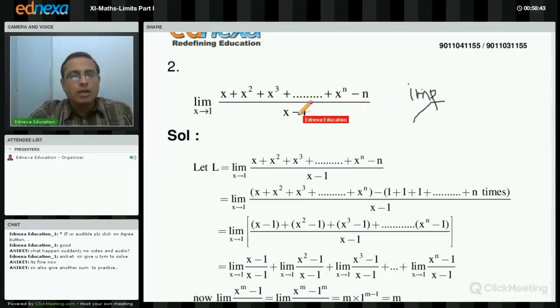So 0 in the numerator. What about the denominator? 1 minus 1, 0. 0 by 0 is an indeterminate form in mathematics. So the hint is to use that result only. The standard limit: limit of x raised to n minus a raised to n upon x minus a as x tends to a is what? n into a raised to n minus 1.